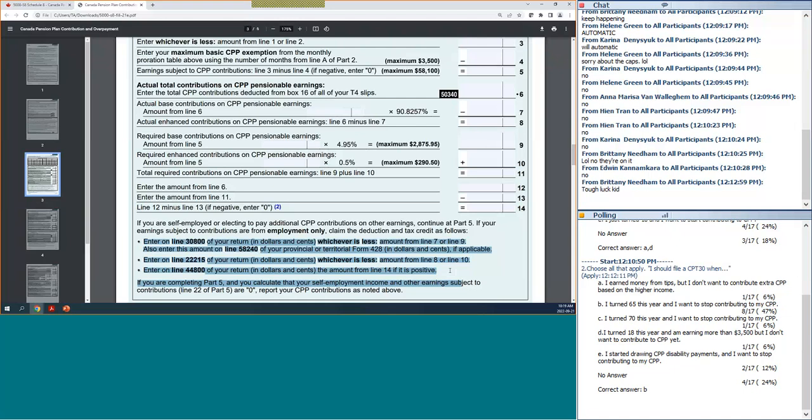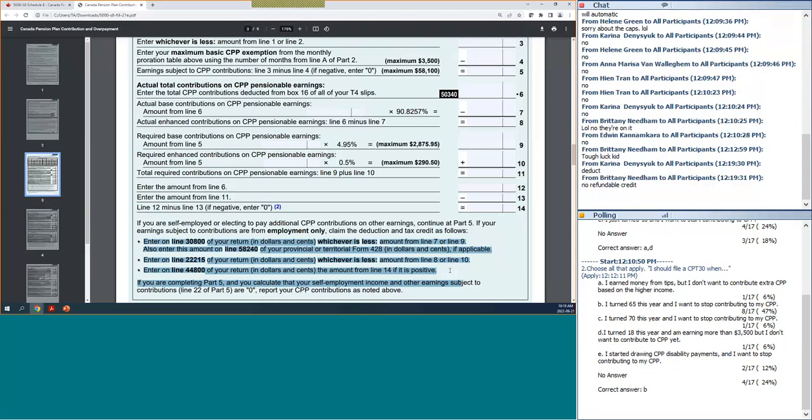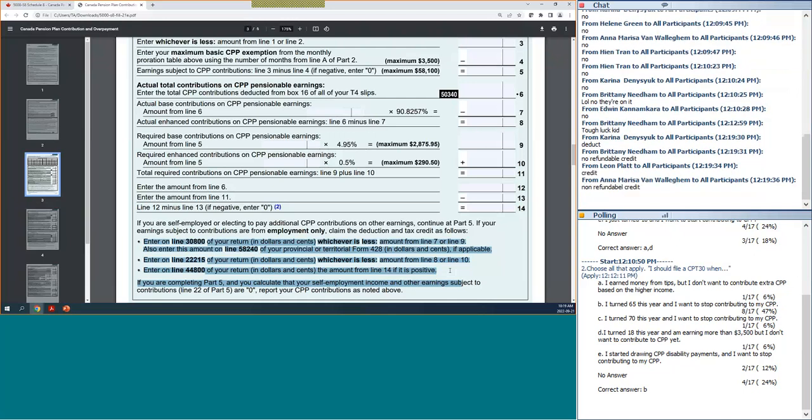Now, line 30800, is that a deduction or a credit? Starts with a 3. What do we have? So I have different answers. Let's have a few more people. It is a non-refundable credit. Starts with a 3. It's a non-refundable credit. What is the value of a non-refundable credit? 15%. 15% for non-refundable credits. Good. And you know which page to look for on the tax return because it's the page with all the 3s.